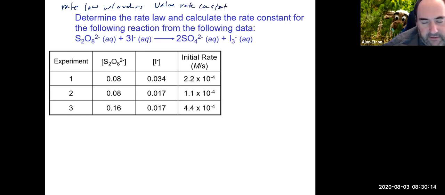And while you're at it, why don't you figure out the overall order, which shouldn't be too hard. So take a few minutes here, use the table information to figure out those things. Again, stepwise, what you want to do is figure out the orders first, figure out the rate law, and then you can figure out the value of the rate constant. So take a few minutes here and see what you come up with, then we will talk about it.